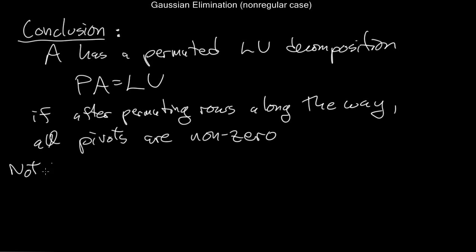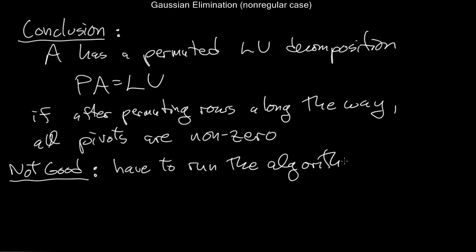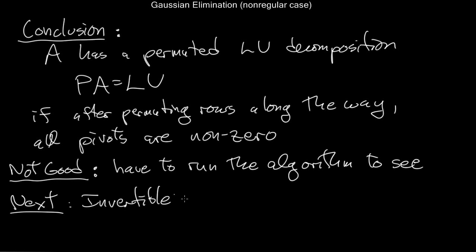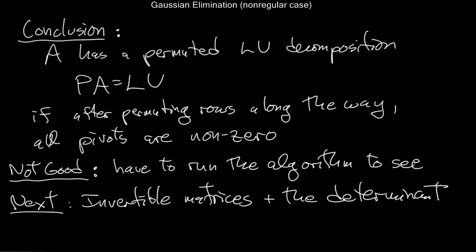Okay, this isn't so good. The problem is, you'd like to know if a matrix has a permuted LU decomposition, and this says you have to run the algorithm and see. And maybe you can do it and maybe you can't. You don't want to have to run the algorithm. You'd like to be able to just glance at a matrix and tell. And in the next section, we'll talk about that. These matrices are exactly the invertible matrices, and you can see which ones are invertible by just checking the determinant.